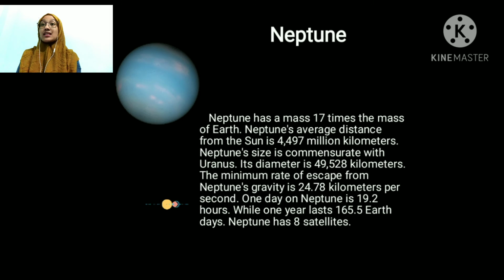Neptune. Neptune has a mass 17 times the mass of Earth. Neptune's average distance from the Sun is 4,497 million kilometers. Neptune's size is commensurate with Uranus. Its diameter is 49,528 kilometers. The minimum speed to escape Neptune's gravity is 24.78 kilometers per second. 1 day on Neptune is 19.2 hours, while 1 year lasts 165.5 Earth years. Neptune has 8 satellites.